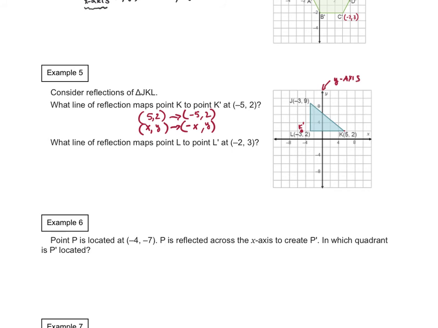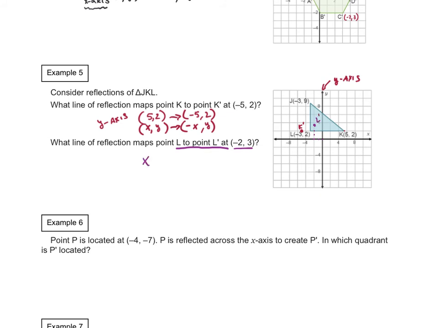So the what line of reflection? Well, it looks like I'm reflecting over the y-axis. So we'll call it the y-axis. And then what line of reflection would give us point L to L prime? So they're saying L prime is going to be negative 2, 3. Okay, so there is my new L prime.